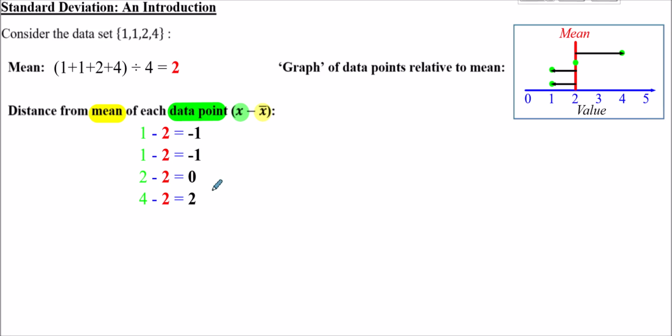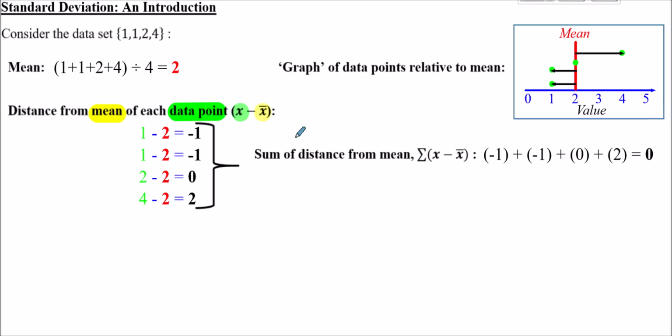And so overall, how can we get a picture of these 4 data points combined? How far away they are in total? So we could sum these distances together. Sigma means sum, so we could add up all these differences, which relate to the distance, by adding them all together. So let's add these up and see what we get. Minus 1 plus minus 1 plus 0 plus 2. You see here, we have them all together, we get 0.